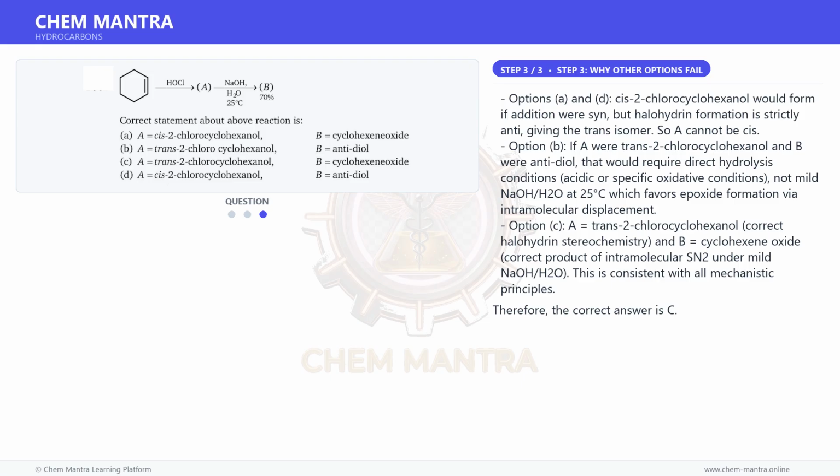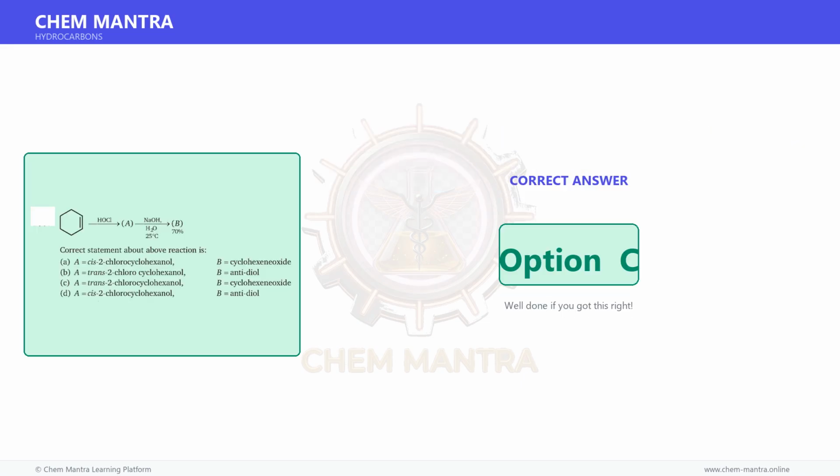Option C, A is equal to trans-2-chlorocyclohexanol, correct halohydrin stereochemistry, and B is equal to cyclohexene oxide, correct product of intramolecular SN2 under mild NaOH, H2O. This is consistent with all mechanistic principles. Therefore, the correct answer is option C.